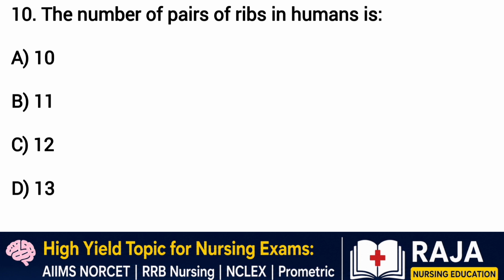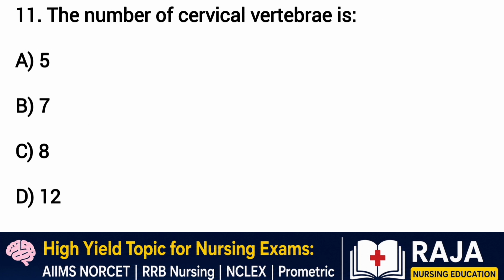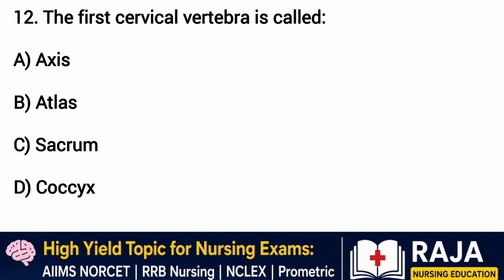The number of pairs of ribs in human is? The answer is C. 12 pairs. The number of cervical vertebrae is? The answer is B. 7. The first cervical vertebra is called? The answer is B. Atlas.